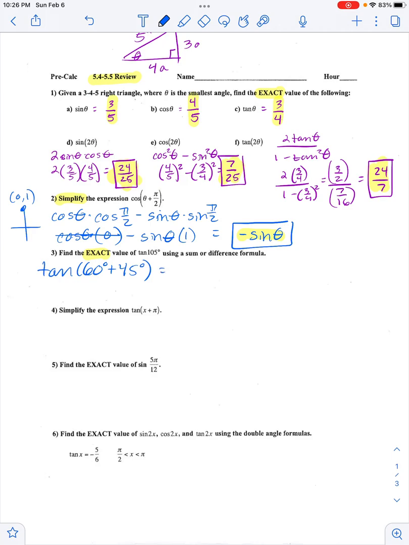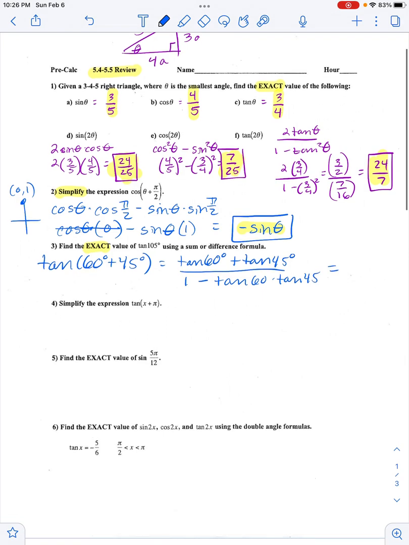Following the tangent sum formula, because I used a plus, I'm going to take the tangent of the first thing plus the tangent of the second thing over 1 minus the product of those two things, tan 60 and tan 45. So you need to go to your unit circle and find each of those things. If you go to 60 to find the tangent, you're going to find root 3. Plus, if you go to 45 and you look for the tan, you're going to get a 1.